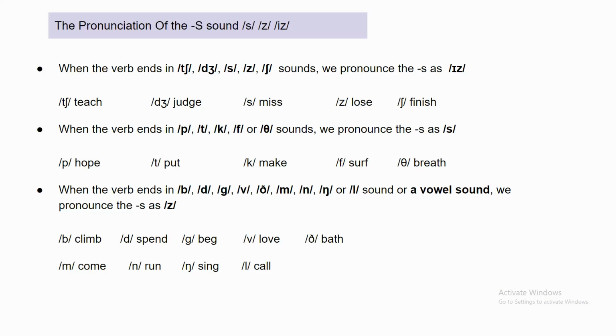As in English, we have three sounds when we finish with s. We have s, z, iz. So what is the difference?